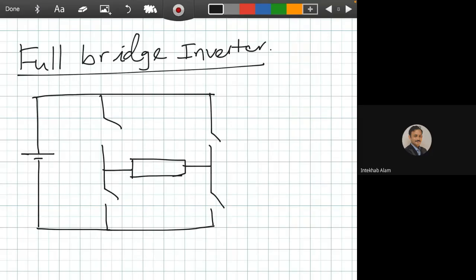Do you find any similarity or resemblance with any circuit? Do you find any similarity to any circuit?